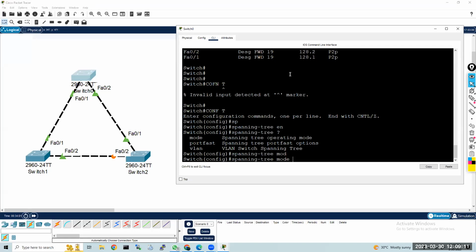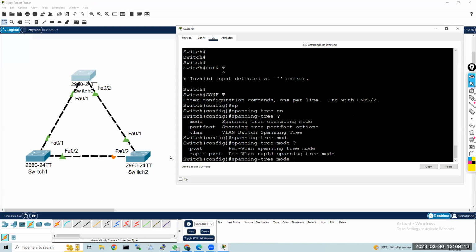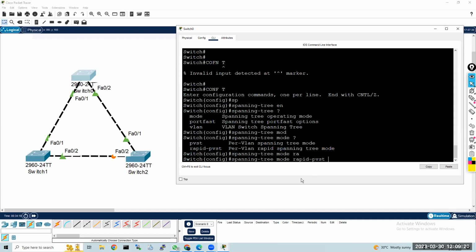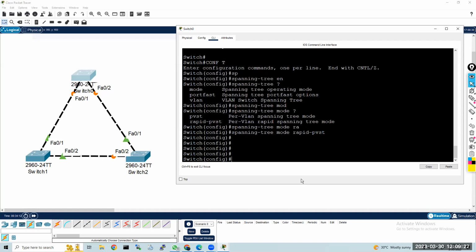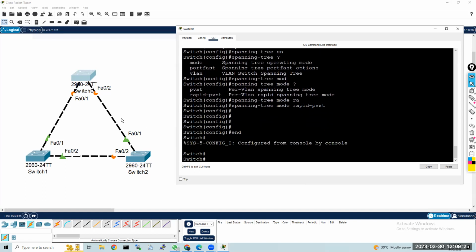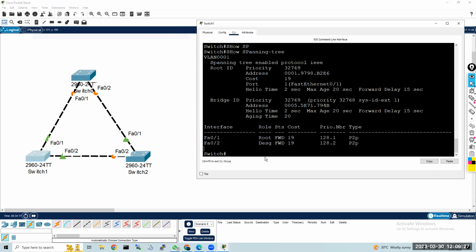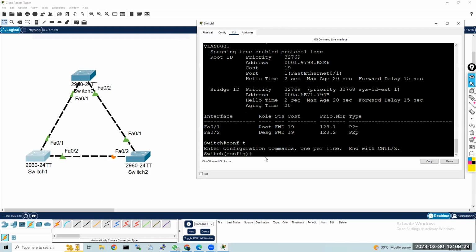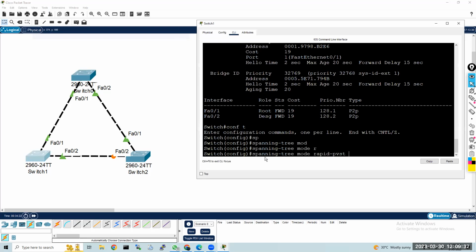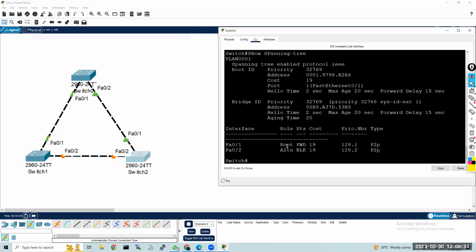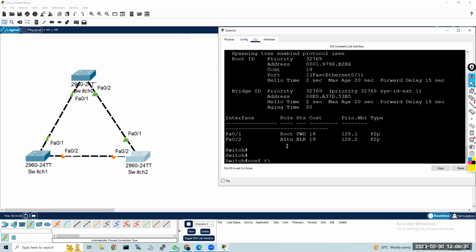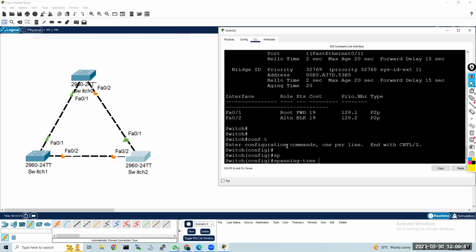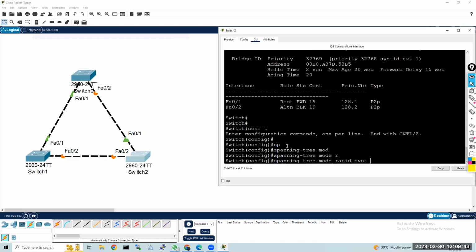Spanning tree mode, give the question mark. See, rapid spanning tree is there, right? That is rapid. Now we can see our link has come down, and here also the same command. Spanning tree mode rapid. Here also, spanning tree mode rapid.